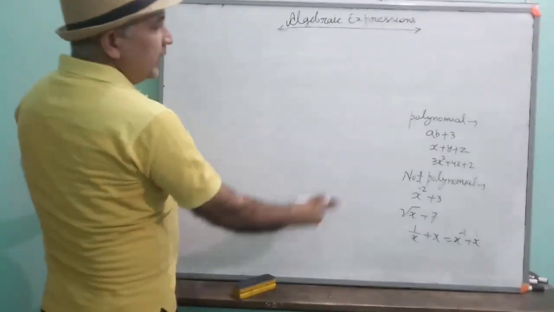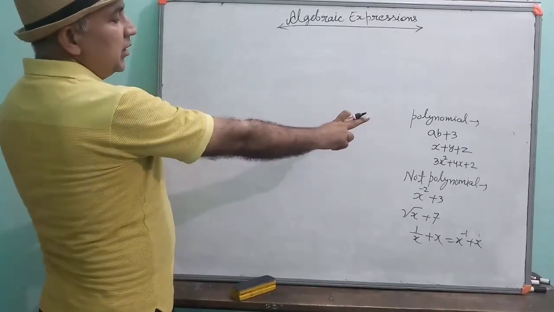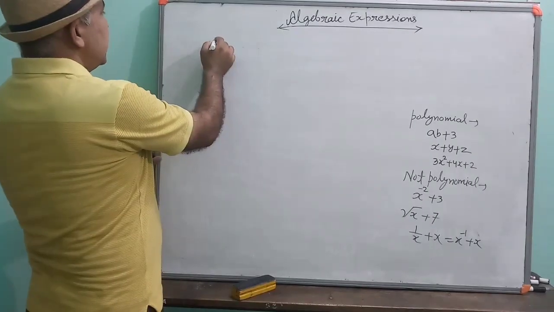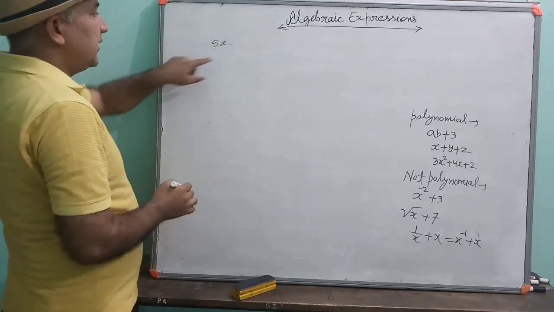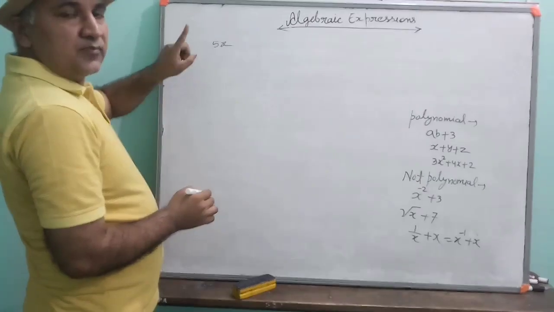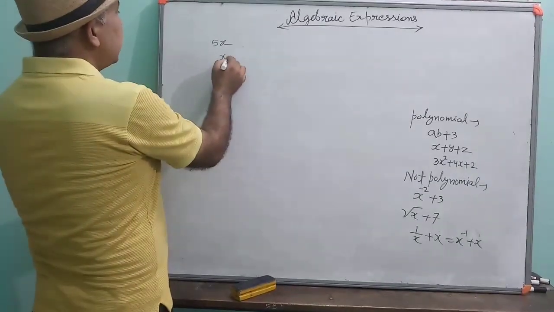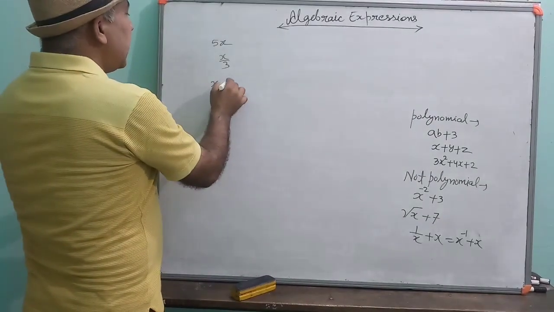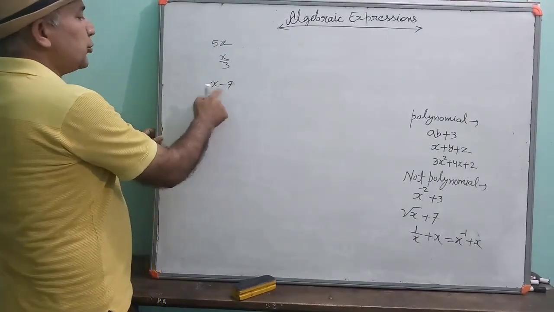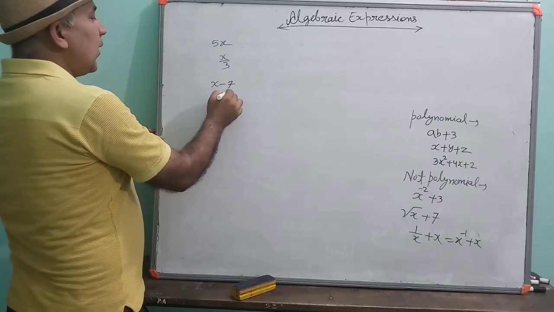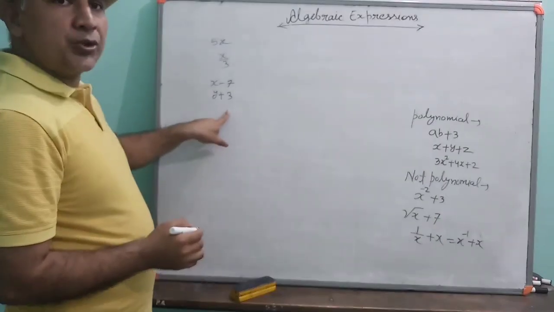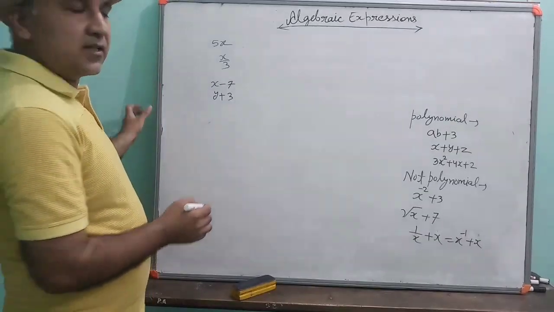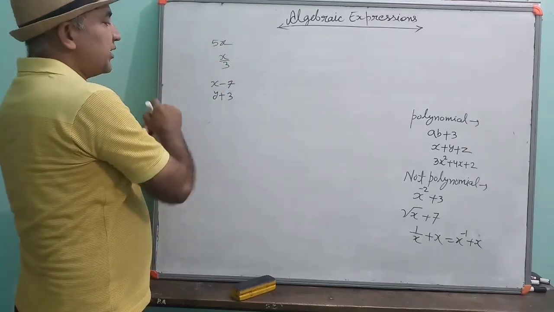Now children, in the polynomials, the number of terms are separated by plus and minus. Suppose you write 5x, then this is only one term. Suppose you write x by 3, this is also only one term. But if you write x minus 7, then there are two terms. If you write y plus 3, so there are two terms. It means terms are separated by plus and minus, not by multiplication or division.